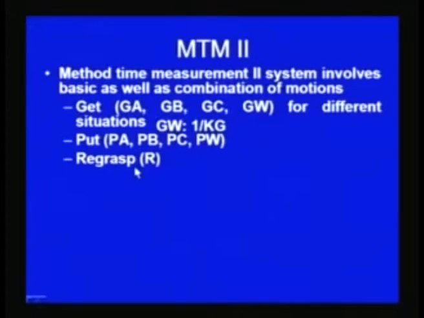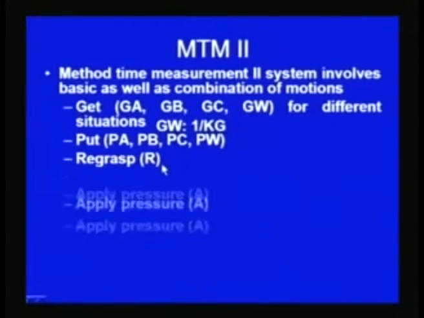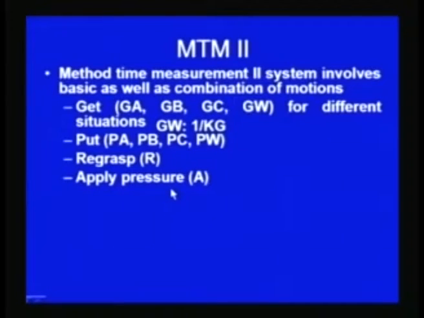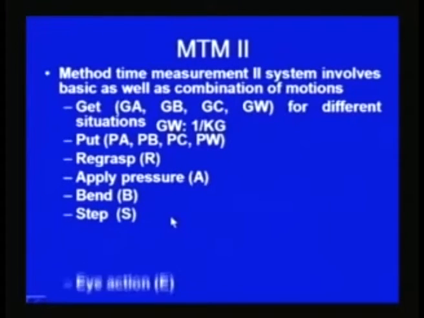Regrasp is about changing the position of grasp of the hand on the object and is represented by R, and apply pressure is about exerting force on the object through the hand, indicated by A. Bending is about moving forward and bending in a downward direction, represented by the letter B, and a step is about moving the foot more than 30 centimeter, so that the trunk and the head also go forward.